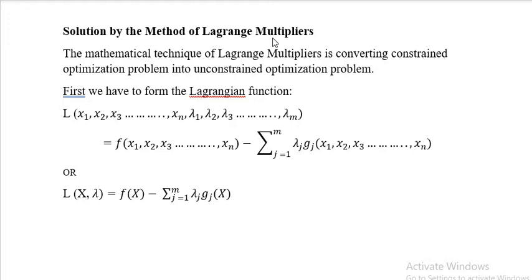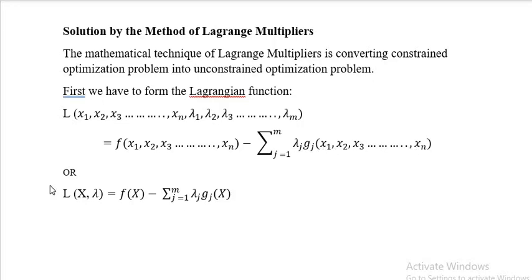Solution by the method of Lagrange multipliers. The mathematical technique of Lagrange multipliers converts a constrained optimization problem into an unconstrained optimization problem. First we have to form the Lagrangian function, that is L of x1, x2, x3, etc. xn, lambda 1, lambda 2, etc. lambda m, which is equal to f of x1, x2, etc. xn minus sum over j equal to 1 to m of lambda j gj of x1, x2, etc.